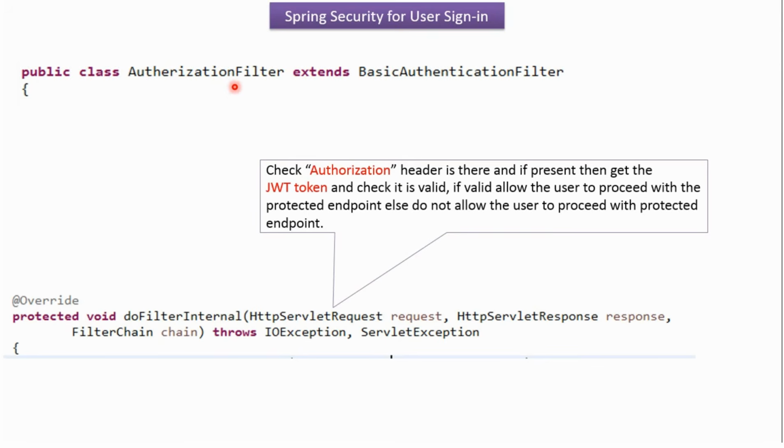Next we will implement authorization filter. Here I have defined the class authorization filter, which extends basic authentication filter and overrides do filter internal method. In this method what we have to do is check authorization header is there or not, and if authorization header is there, then get the JWT token and check the JWT token is valid or not. And if JWT token is valid, then allow the user to proceed with the protected resource or protected endpoint.